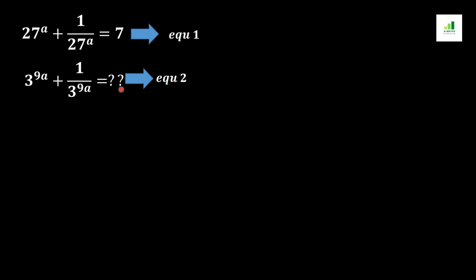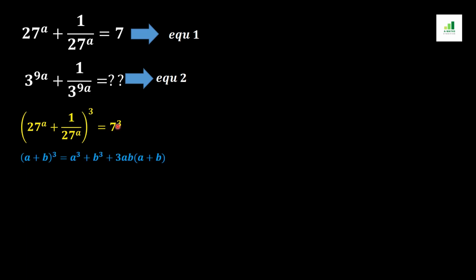Now, in order to solve the second equation, first we should apply the cube on both sides of equation 1. As a result, we will get (27^a + 1/27^a)^3 = 7^3. Now, as we know, if two values have a plus sign between them and an overall power of 3, the (a + b) whole cube formula gives a^3 + b^3 + 3ab(a + b).